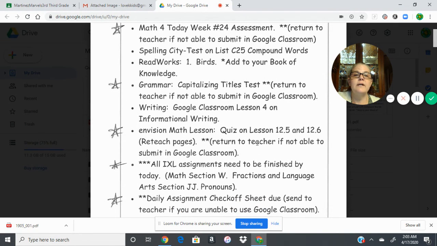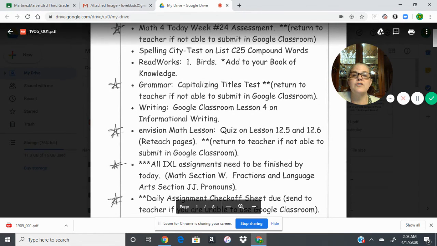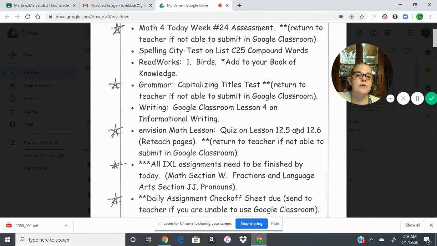Then we have our Envision math quizzes. We have 12.5 and 12.6. And if you do those in Google Classroom, it'll send it directly to me. If you don't, you can print it out, do the paper, and then send me a picture.